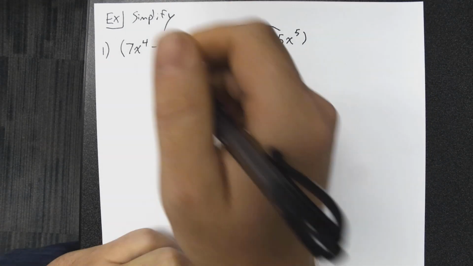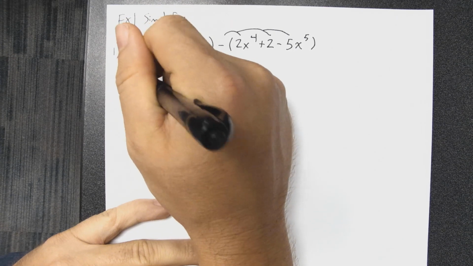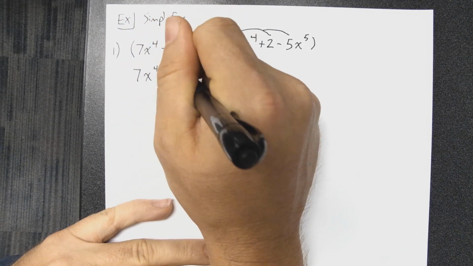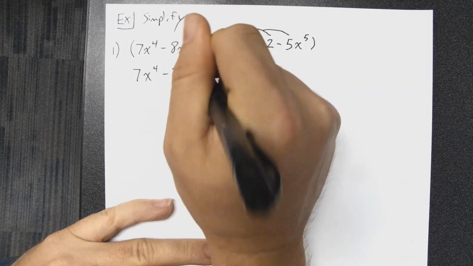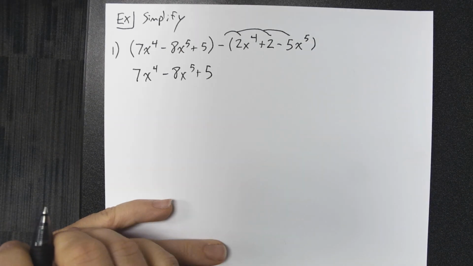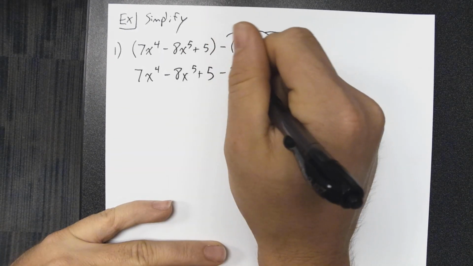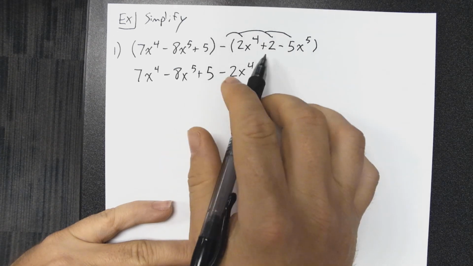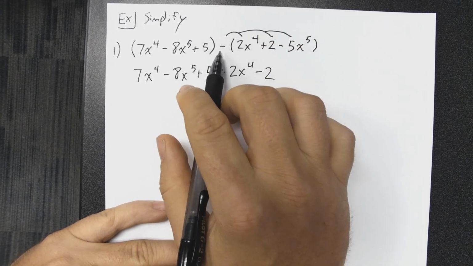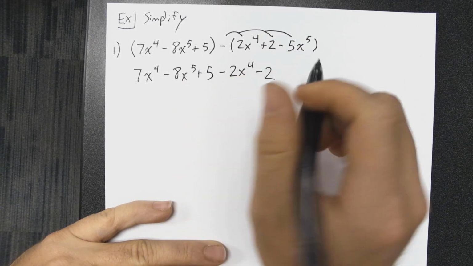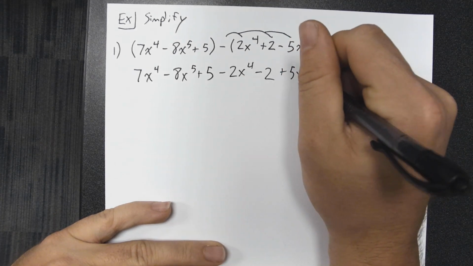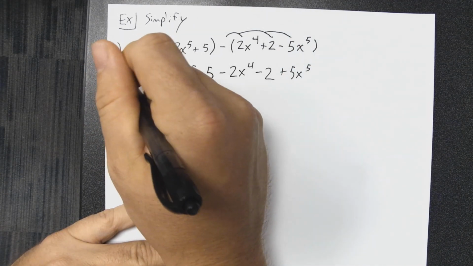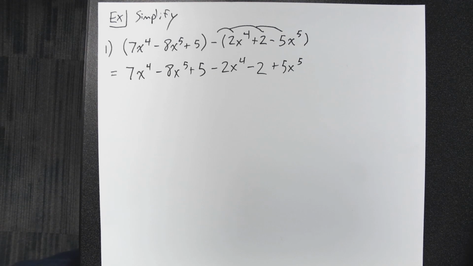All right. So we have, bringing everything down, 7x to the fourth minus 8x to the fifth plus 5, and distribute the negative. So minus 2x to the fourth minus 2. Remember, when you subtract a negative, minus negative is like addition. So when you distribute the negative, it's basically just a sign change. Pause here for a moment, let you write that down, study it, take a look at it.